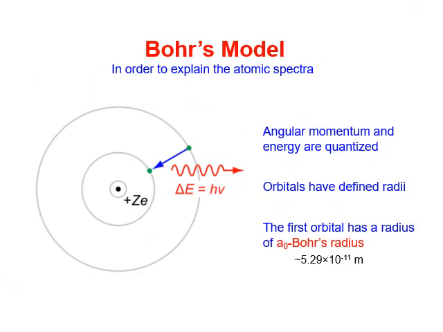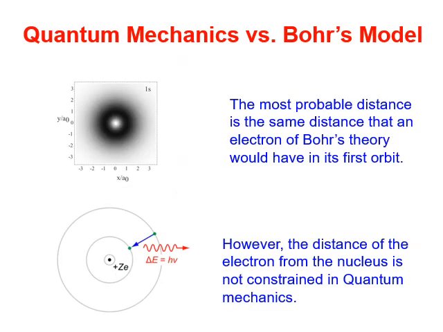Let's compare again Bohr's model with the quantum mechanical calculation. In order to explain the atomic spectra, Niels Bohr proposed that electrons outside the nucleus have angular momentum and energy quantized, and the orbitals have defined radii. The first orbital has a radius of 5.29 times 10 to the negative 11 meter, which is called Bohr's radius. The quantum mechanics based on the Schrödinger equation says that the electron can be anywhere. It does not have a fixed radius. The most probable distance, however, depicted by the dark color, is the same distance that an electron of Bohr's theory would have in its first orbital.